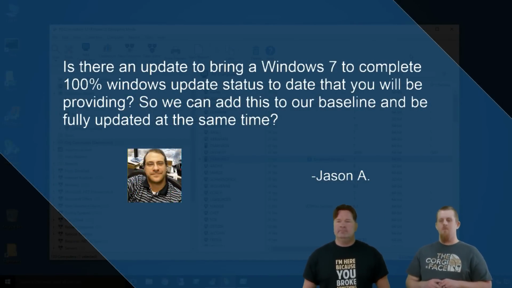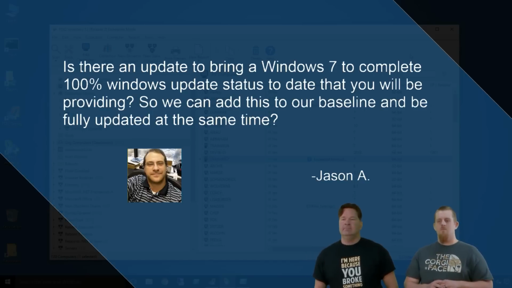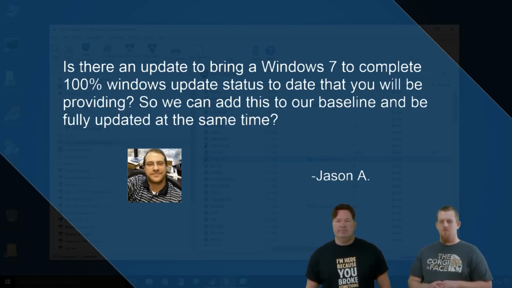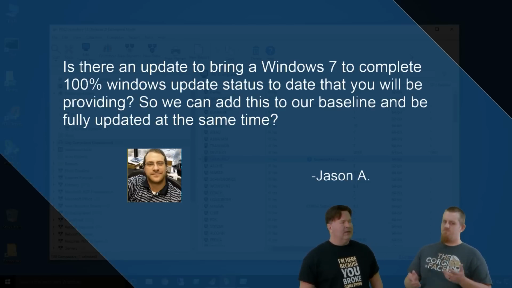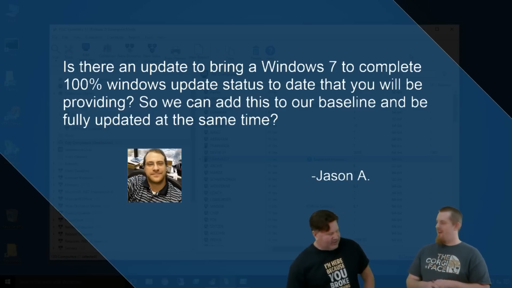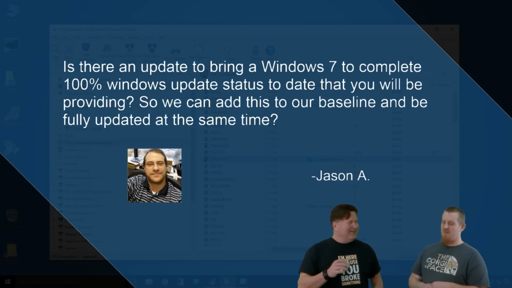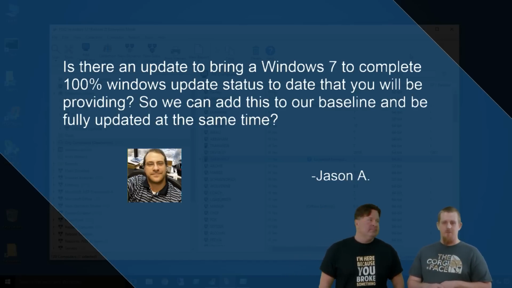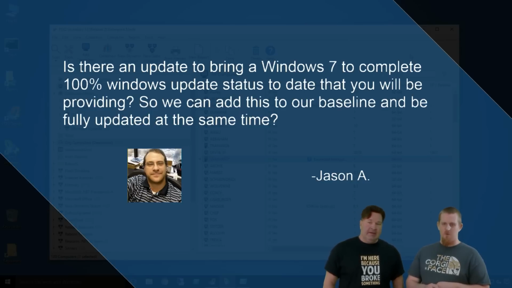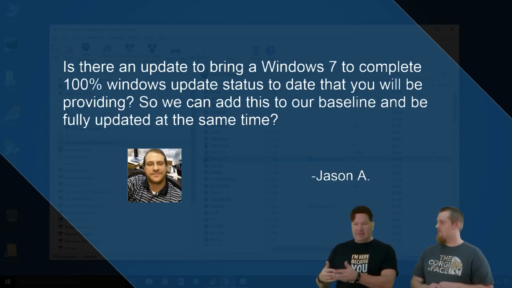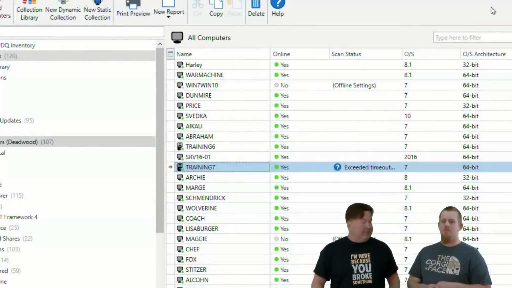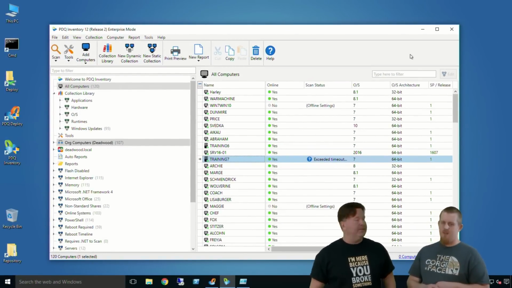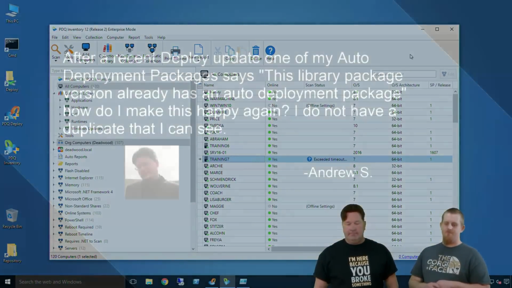Next question from Jason A. Is there an update to bring Windows 7 to complete 100% Windows Update status to date that you will be providing, so we can add this to our baseline and be fully updated at the same time? We have the cumulative updates, the rollup update that they've recently started doing for Windows 7. That's your best bet at this point. That's what we're providing. Again, we're following Microsoft to try and keep current, but it's definitely a process when it comes to doing that with Microsoft.